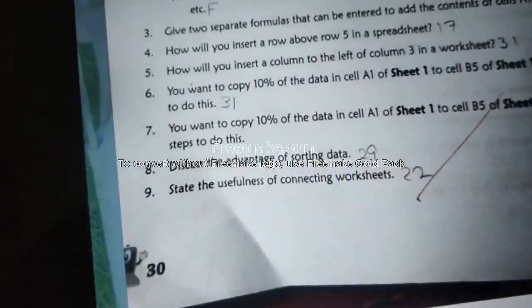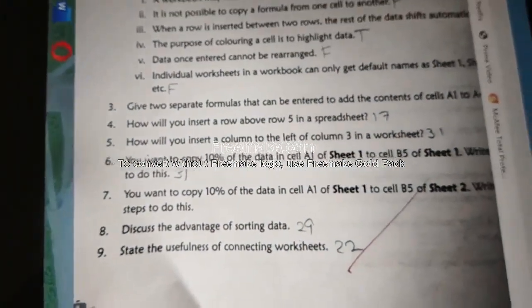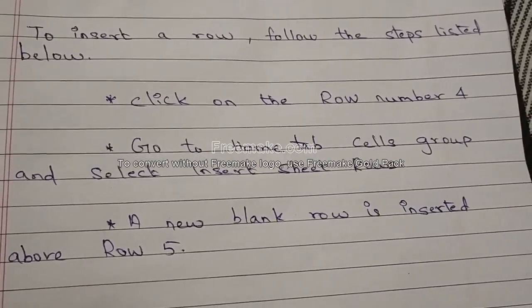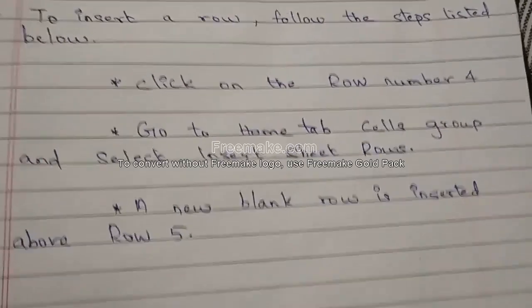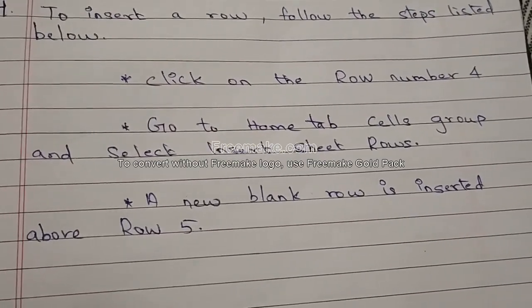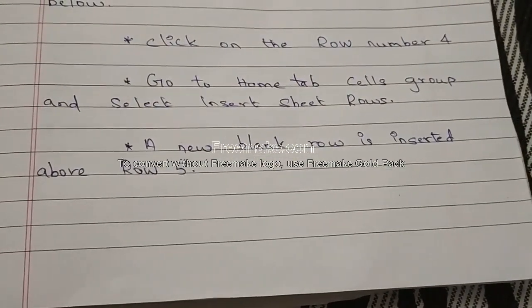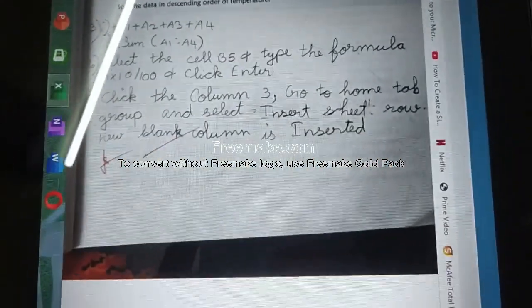Now fourth question. How will you insert a row above row 5 in a spreadsheet? Follow the steps listed below. First point, click on the row number 4. Second point, go to the Home tab, Cells group and select Insert Sheet Rows. Third point, a new blank row is inserted above row 5. Better write that answer on page number 31. Down below you have space, write it there.